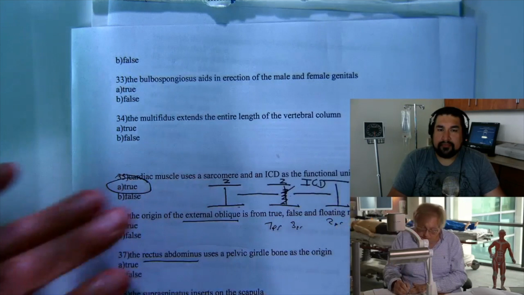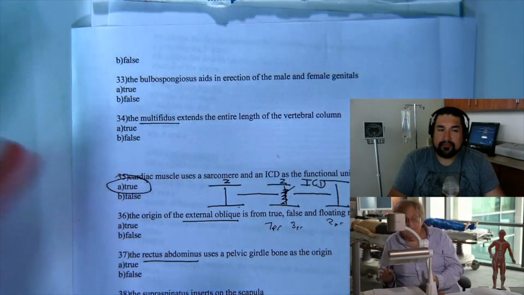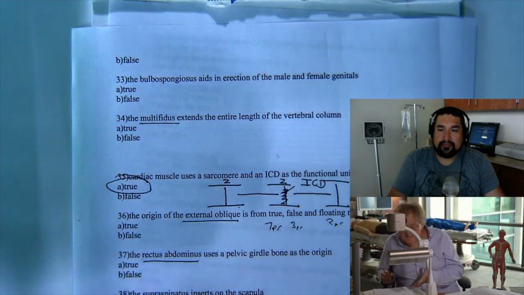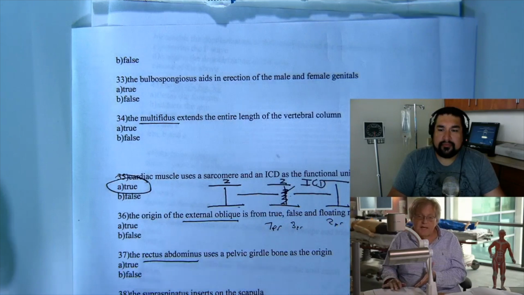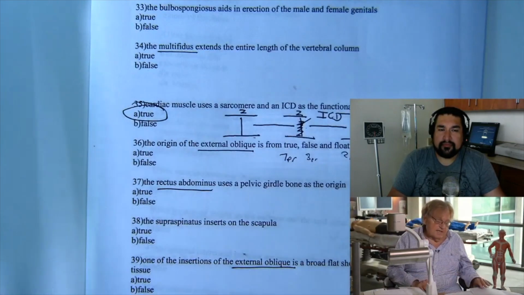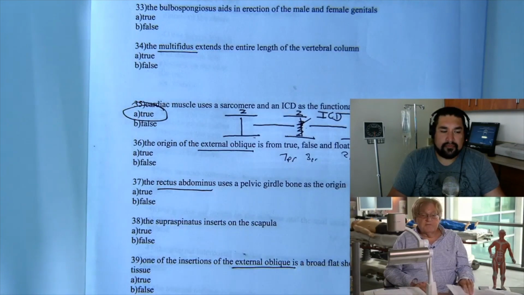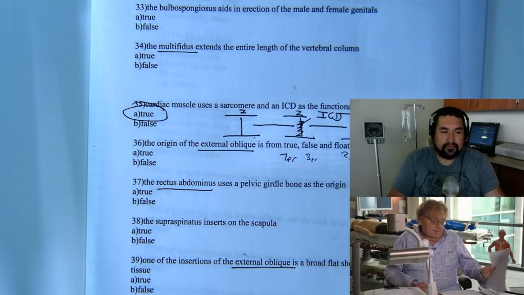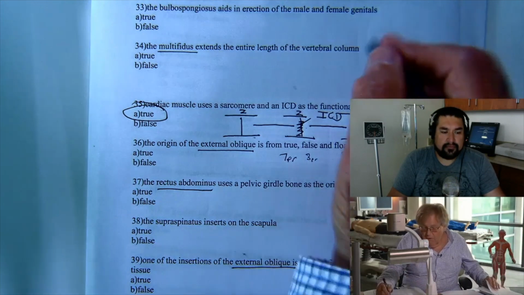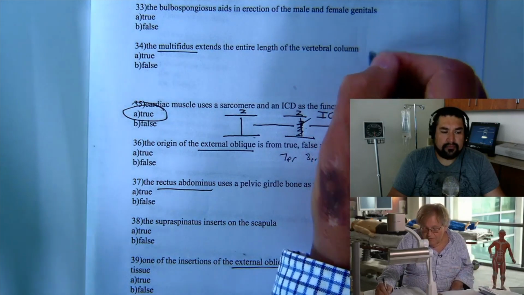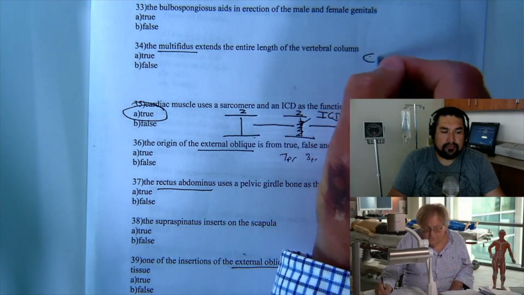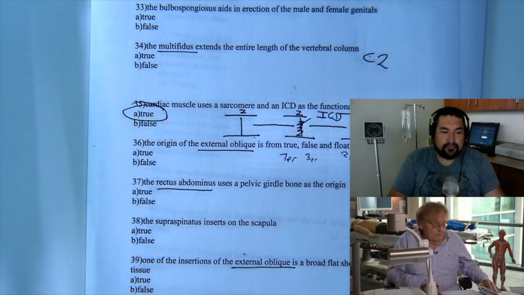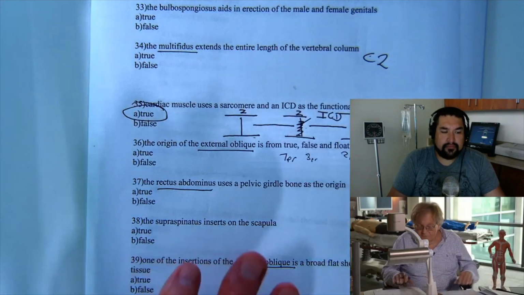Another one here, another real important muscle, multifidus. It says it extends the entire length of the vertebral column. If you go through the reading in the textbook, you're going to see that the multifidus muscle goes all the way except from C1. So it's really going to start at C2. That's kind of a unique muscle. It's something that you've got to look at.